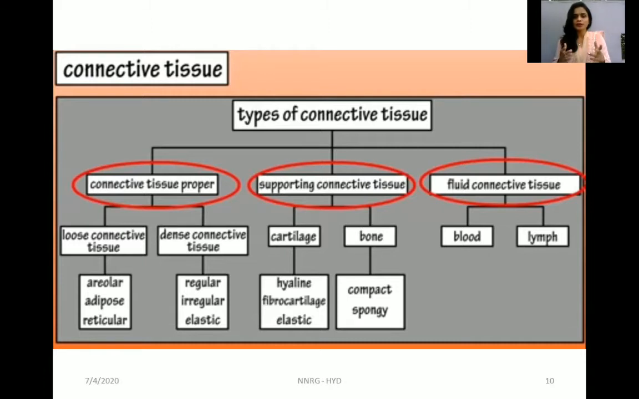subclassified as regular, irregular, and elastic. Then the cartilage is hyaline cartilage, fibrocartilage, and elastic cartilage. Whereas bone has two types, that is the compact bone and the spongy bone, and the fluid connective tissues are the blood and the lymph. So all these tissues we will discuss one by one.